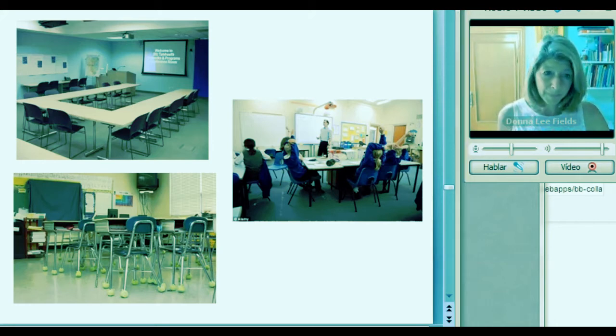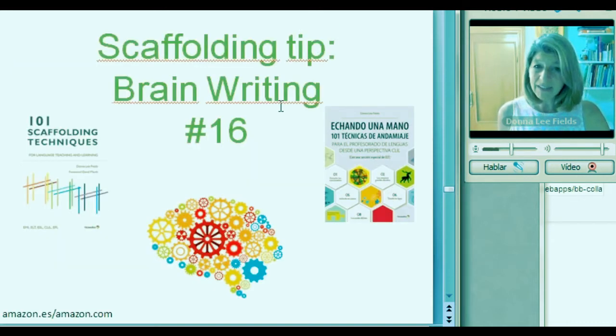So now what we're going to do is do one scaffolding technique, and this is number 16 in either book, in the English or Spanish: brainwriting. The difference between brainwriting and brainstorming is that in brainstorming, you're asking the students, who knows something about the Earth's axis, and who knows something about the winter solstice, and who's going to answer?